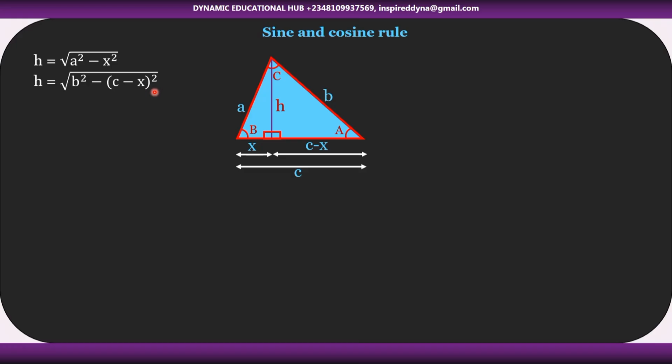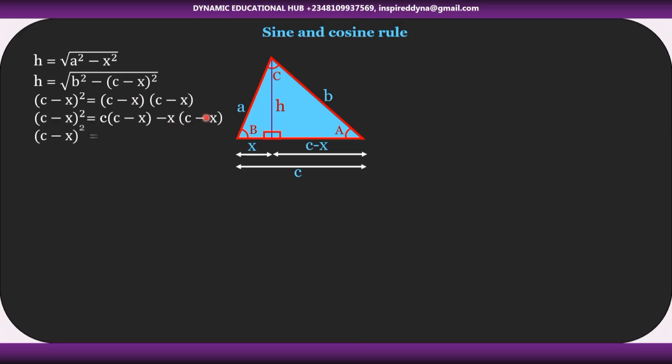Now let's expand c minus x squared. Expanding c minus x squared, you are going to get c minus x multiplied by c minus x. So we have an algebra here. So we want to expand this. If you don't know how to expand this, let me quickly explain. You just go ahead and multiply this c with the whole of this, then multiply minus x with the whole of this. So c minus x squared will be c open bracket c minus x, minus x open bracket c minus x.